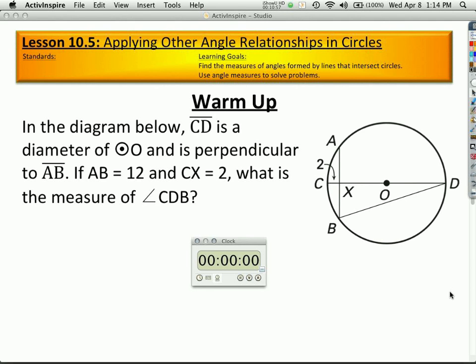Okay, so good afternoon. I've set today's warm-up with specific intent. It pulls from yesterday's warm-up.